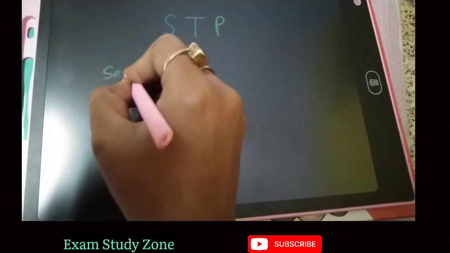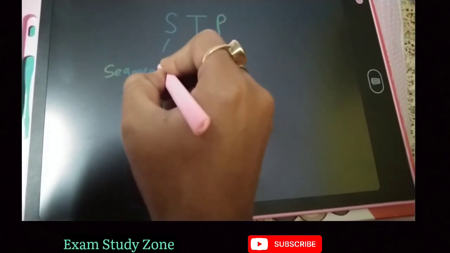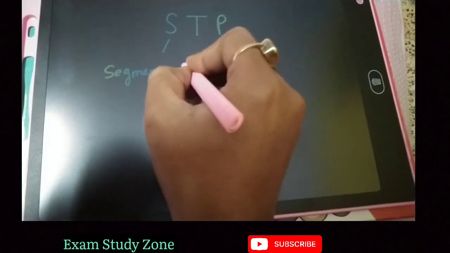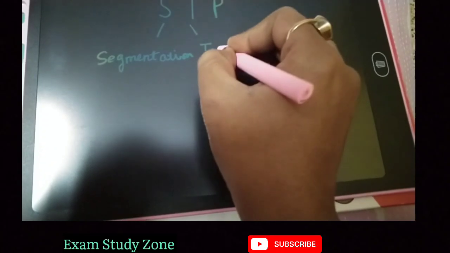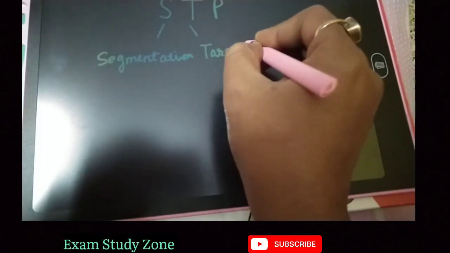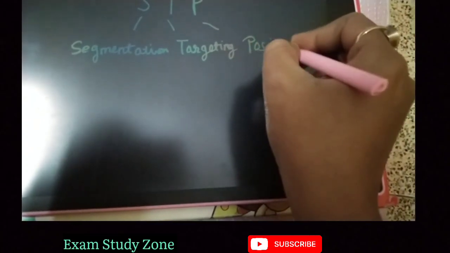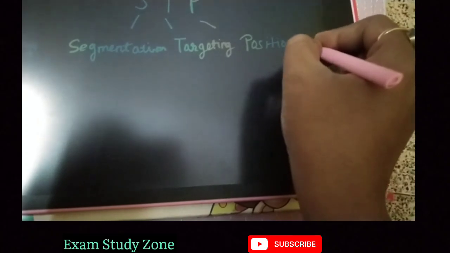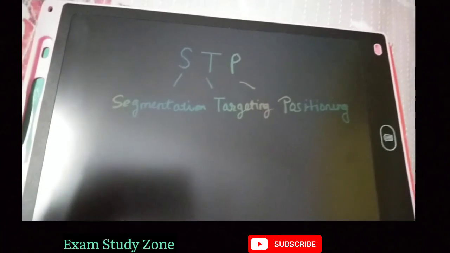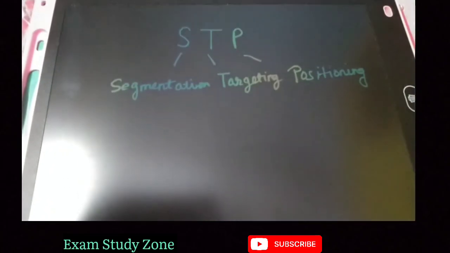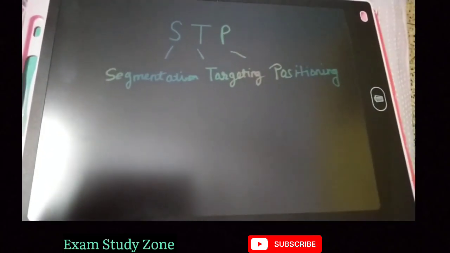The STP model means S means segmentation, T means targeting and P means positioning. The STP model is a strategic marketing approach that helps businesses identify, understand and reach their ideal customers effectively. So here's a detailed explanation of each step with a practical example.